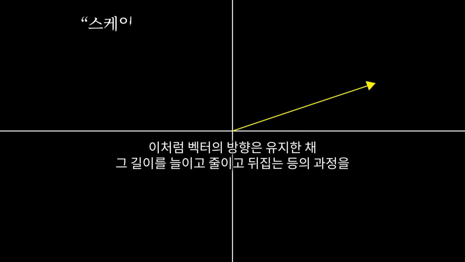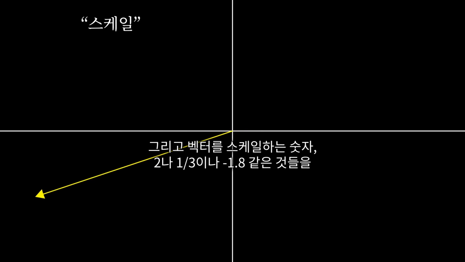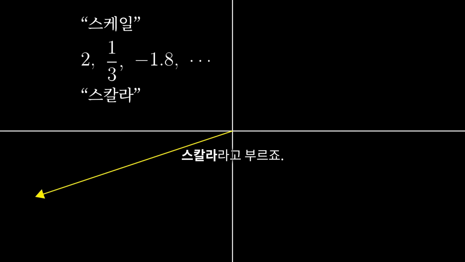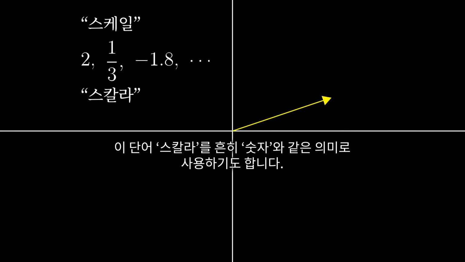This process of stretching or squishing or sometimes reversing the direction of a vector is called scaling. And whenever you catch a number, like 2 or 1/3 or -1.8, acting like this, scaling some vector, you call it a scalar. In fact, throughout linear algebra, one of the main things that numbers do is scale vectors, so it's common to use the word scalar pretty much interchangeably with the word number.